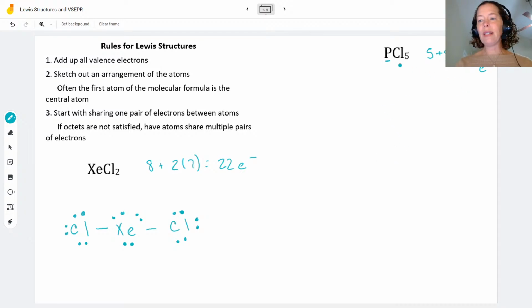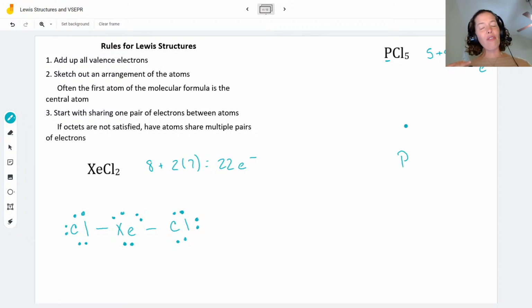Central atom is going to be phosphorus. It's written first. It's all alone. So I'm going to put phosphorus. Now this time I can tell from the molecular formula I have to have an expanded octet. If phosphorus is bonded to 5 atoms, even with single bonds, that's going to be 10 electrons. This is going to have an expanded octet.